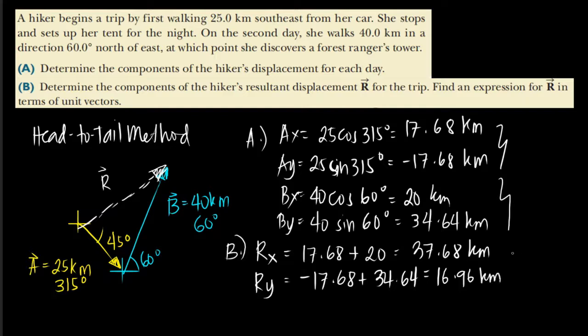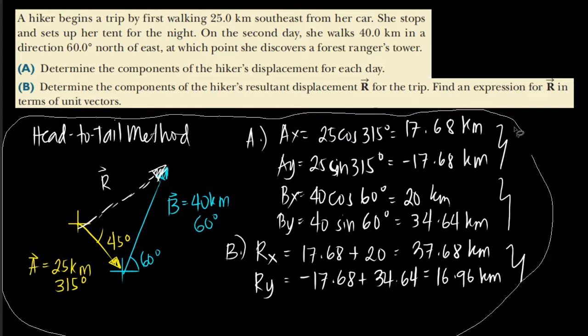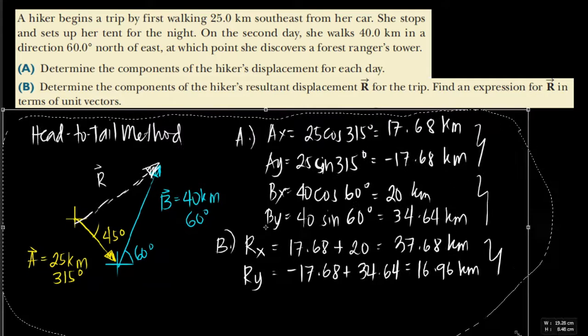16.96 kilometers. So these are the resultant components. Okay. Now, may bago kita din na term, kasi bago sa inyo. So, find an expression for your resultant in terms of unit vectors. So, let's talk about unit vectors for a second.